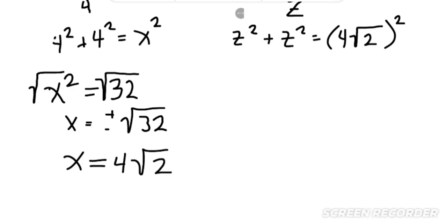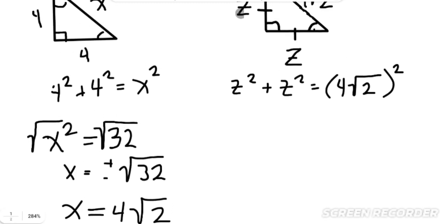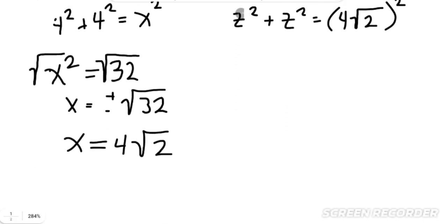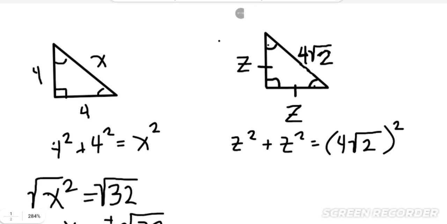And now if we go back up here, we're starting to see this plot, or whatever you want to call it, unfold. So we're seeing 4 square root of 2, it looks like the hypotenuse is a square root of 2 times longer than each leg. Okay, so this is 4 square root of 2.